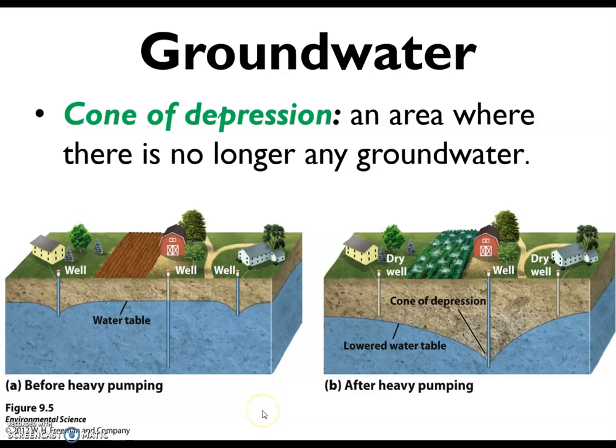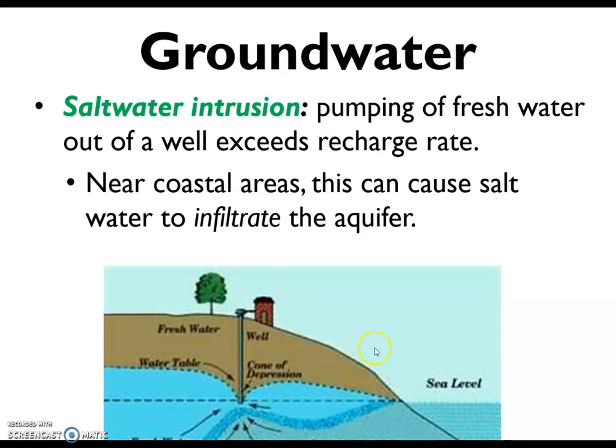Here on the Cape, we have a special problem if we withdraw too much water, and we'll take a look at that in the next slide. So first, focus your attention on the vocabulary term for this slide, which is saltwater intrusion. The definition of saltwater intrusion is pumping of fresh water out of a well exceeds the recharge rate. This is a problem for coastal areas, which causes salt water to infiltrate the aquifer. So next, let's look at what that means.